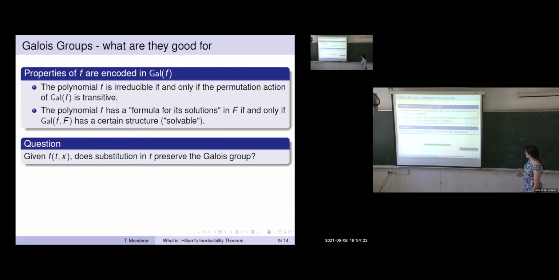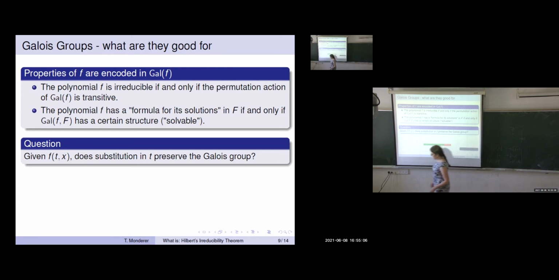And given a polynomial in two variables, well, we haven't really discussed what it means to take a Galois group of a polynomial with two variables, but I'll tell you that, for example, you can fix one of the variables. We'll fix t and look at the rational function field, a field of rational functions in t. Then, a polynomial with two variables is simply a polynomial over this field, for example, and we can look at its Galois group.